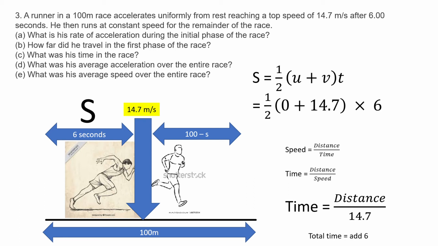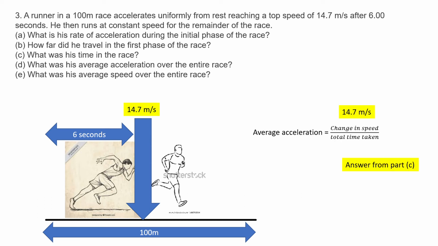Now, this S you've worked out. So work out 100 take away S. That's the remainder of the distance that he needs to run. And you know that he's running at a constant speed of 14.7. So the time taken is distance divided by 14.7. So the distance in this case is 100 take away S, divided by 14.7. So that is the time he took when he's moving at a constant speed. But don't forget he took 6 seconds at the beginning, the first part of the race. So whatever time he was traveling at a constant speed, you need to add 6 to your answer.